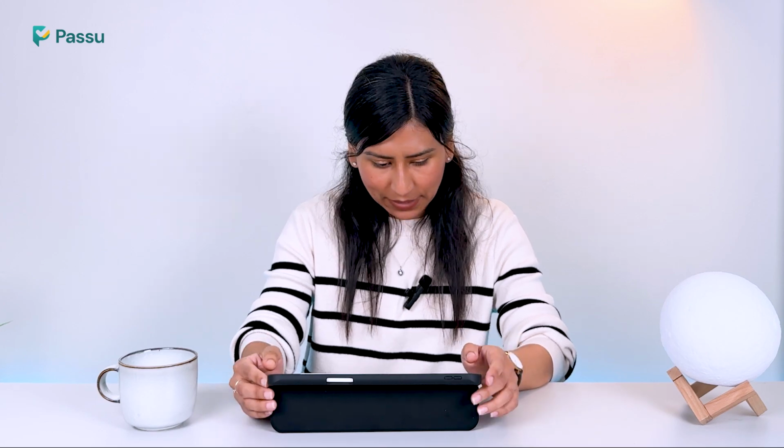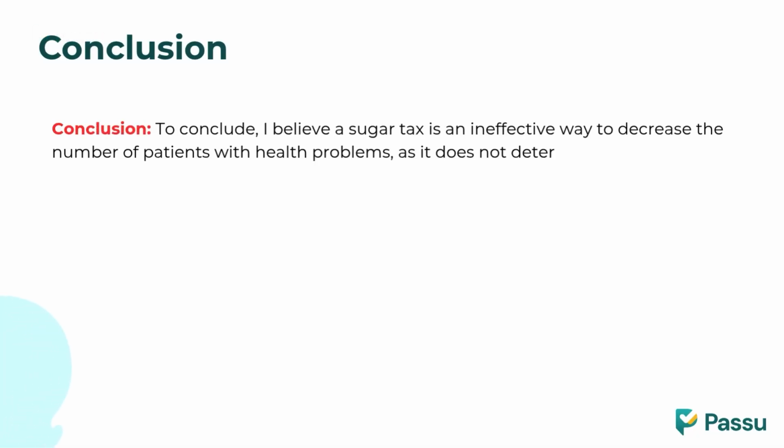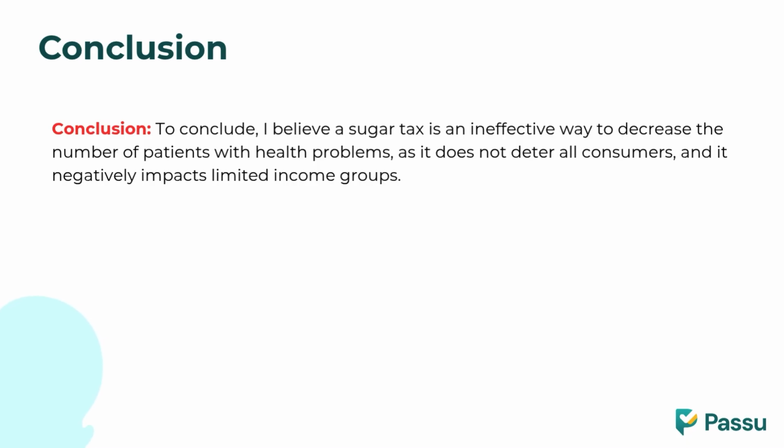Your conclusion should, first of all, restate your position. Say your opinion again, using different words. This reminds the examiner of your position on the topic without repeating the same sentence from the introduction. And you're also going to summarize your two main points. Basically, what you described in the body paragraphs, you're going to say it again, but only using one sentence. So let me give you an example. To conclude, I believe a sugar tax is an ineffective way to decrease the number of patients with health problems, as it does not deter all consumers and it negatively impacts limited income groups. With this structure, you can easily get Band 7 and above.